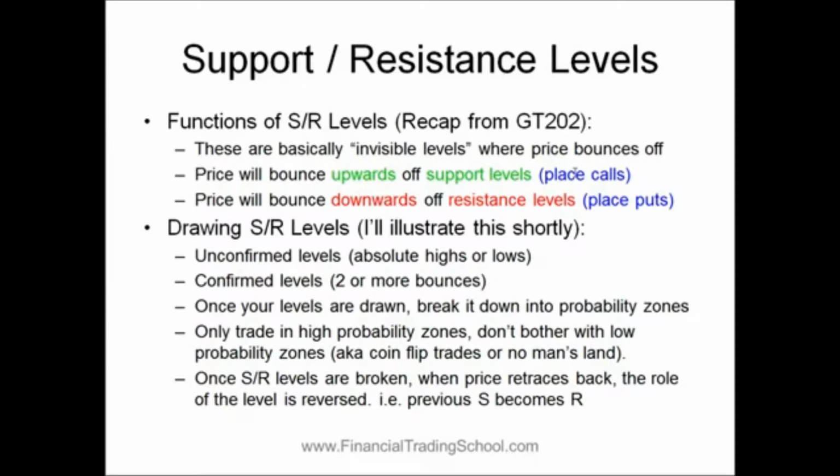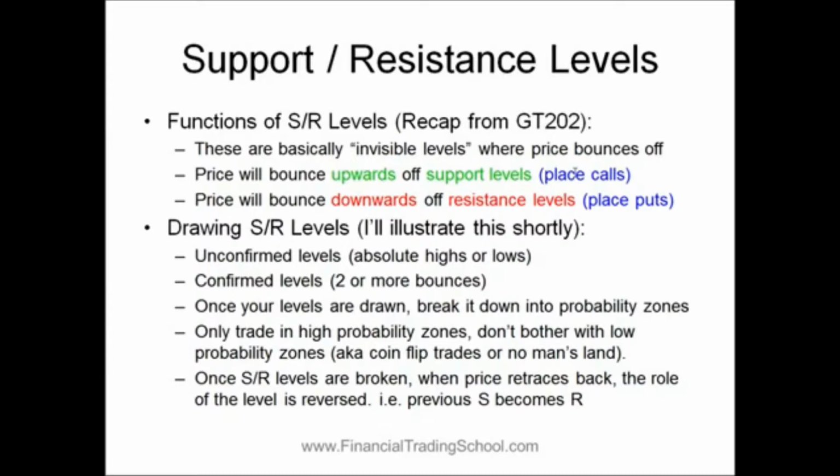There are several ways to draw support resistance levels. Firstly, you have the unconfirmed levels. These are the absolute highs and absolute lows. These don't have bounces, so they're not really confirmed, so you don't really know them. They're just the high probability, I guess, at the top or the bottom. Then you have your confirmed levels. These are where bounces happen at 2 or more touches of the level.